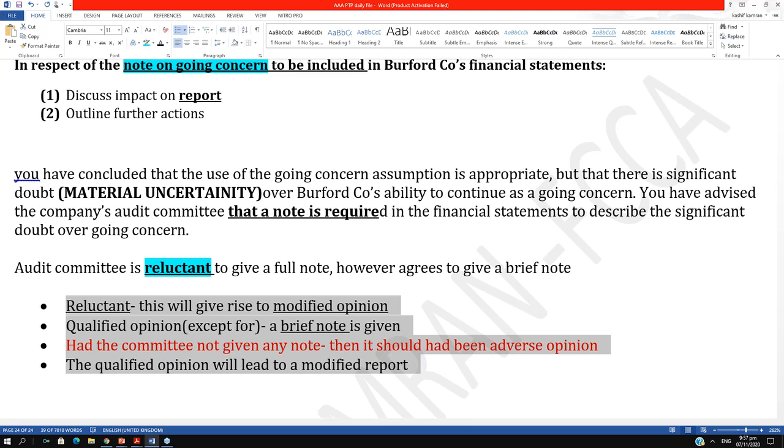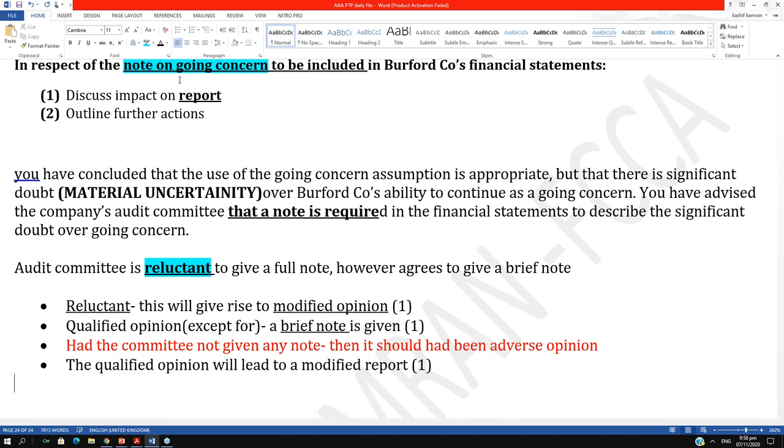Okay. So how many points will I get out of my 6 marks here? Reluctant will give rise to a modified opinion. If I explain this point, I will get 1 mark. Qualified opinion, 1 mark. And the qualified opinion will give rise to a modified report, 1 mark. At least I can get 3 marks out of my bullets. The bullet in red is just knowledge, right?